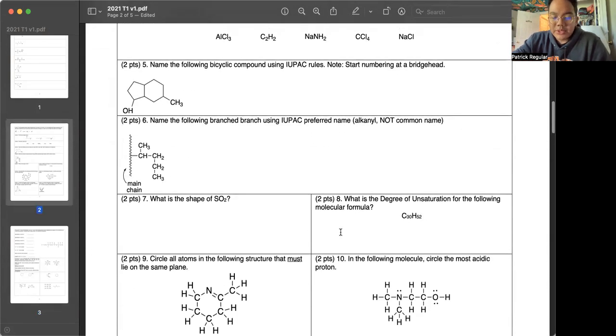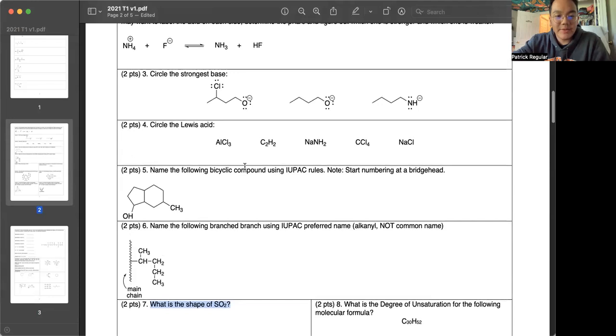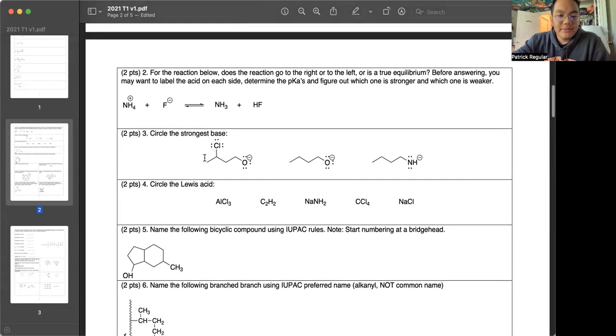These are a lot more conceptual, like your problem set. What is the shape of SO2? Well, that's on your problem set. I'm not going to give you guys the answer, unless you come to office hours.